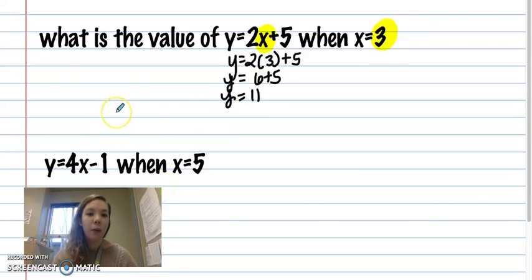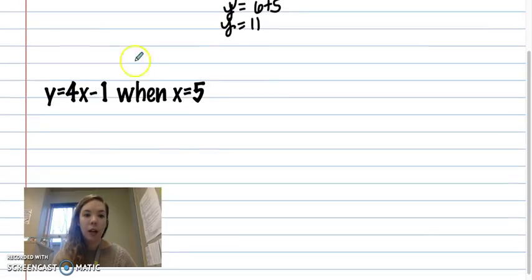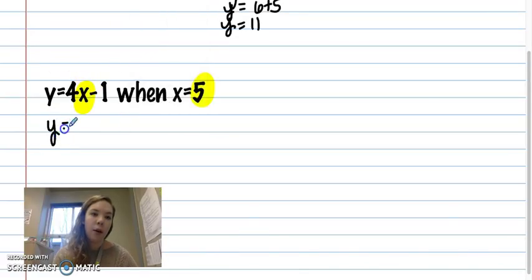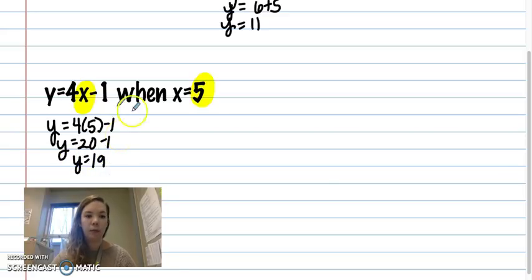Okay, what is the value of y when x equals 5? So we're going to do the same thing. Plug in 5 for x. Y equals 4 times 5 minus 1. 20 minus 1 is 19. All right, my input is 5, my output is 19.